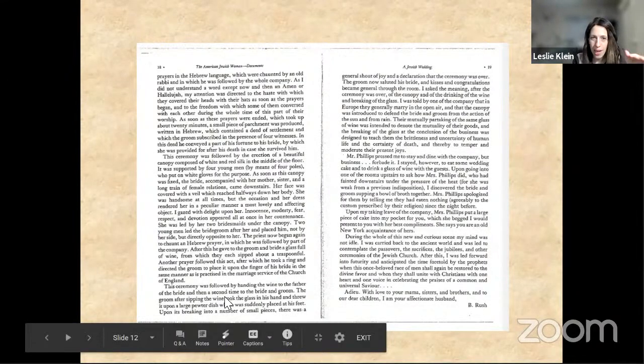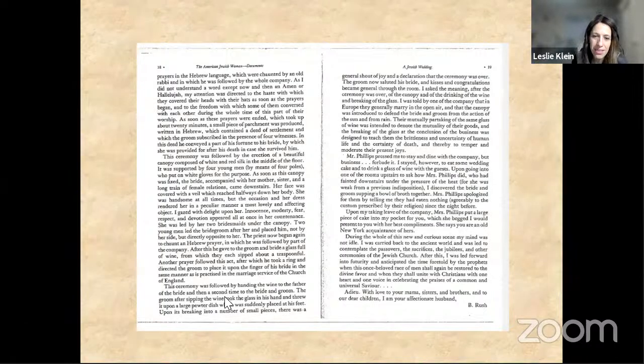The groom, at the bottom of that first page, 38, after sipping the wine, took the glass in his hand and threw it upon a large pewter dish, which was suddenly placed at his feet. Upon its breaking into a number of small pieces, there was a general shout of joy and a declaration that the ceremony was over. So we still have the breaking of the glass and then the big, cue the band, Mazel Tov. But he didn't.